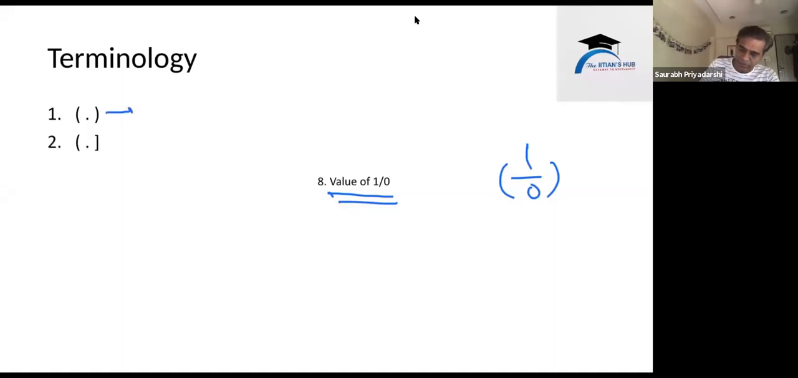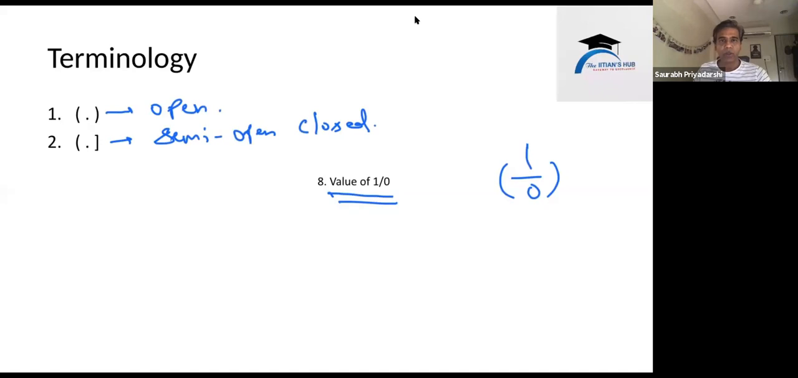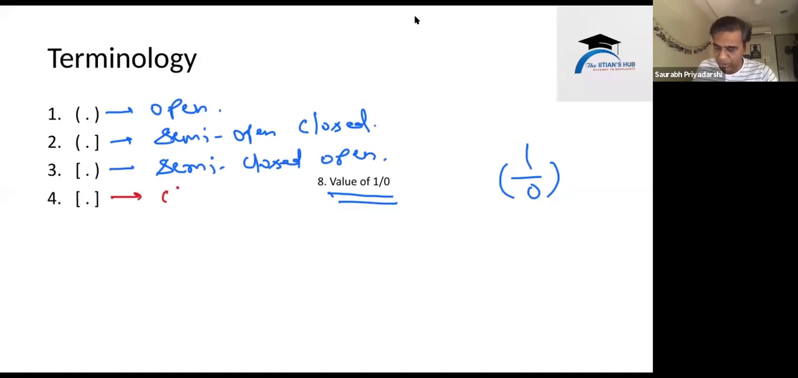First one is the open bracket. Second is semi-open close. Third, semi-closed open bracket. Fourth, this is known as closed. Now I will come to each of these one by one, exactly what it is. Fifth is known as curly bracket. As it looks, that is its name. This is known as curly bracket. When this will be used, I will clear that also now.